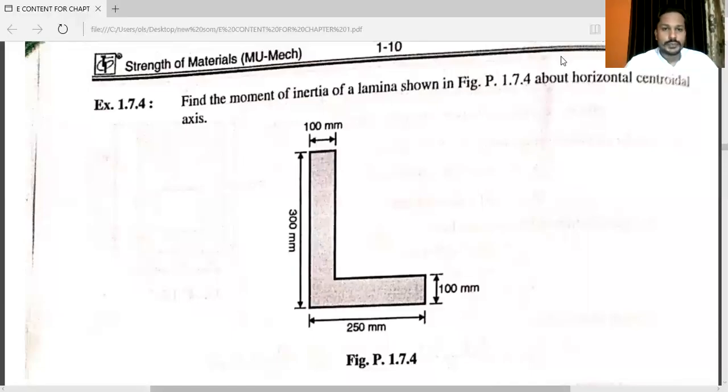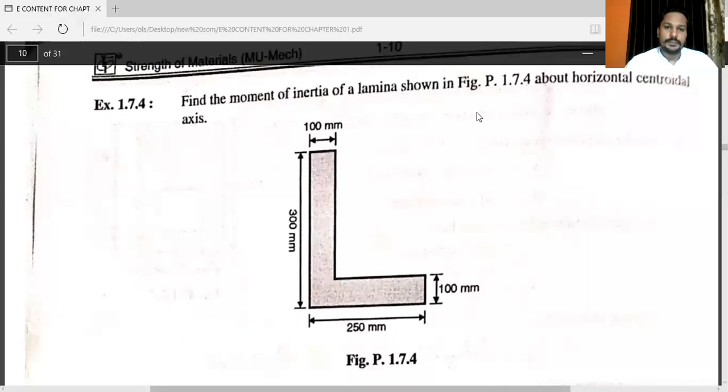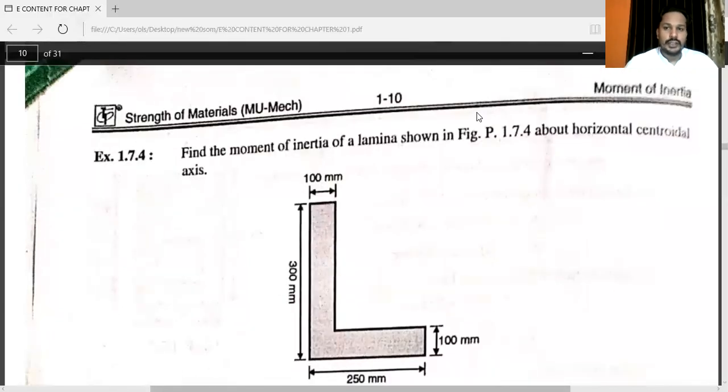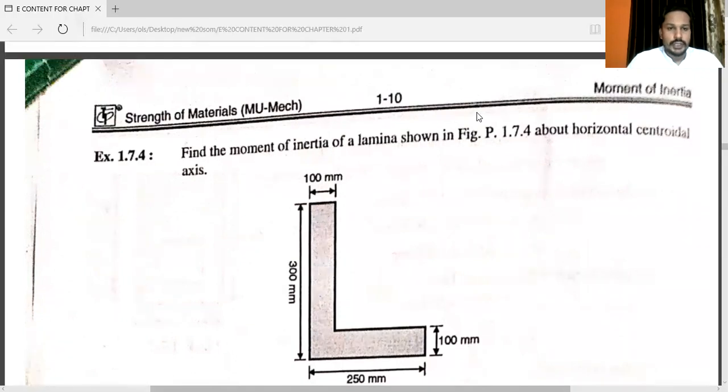Hello friends, we already completed the theory related to the moment of inertia as we discussed in the previous video. Now we are going to start the problems on moment of inertia. Here we are taking some geometrical shapes like L shape, I shape, Z shape, C shape. In the first problem, we are taking the L shape.